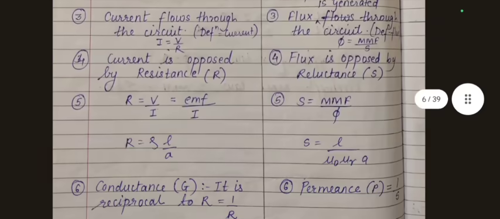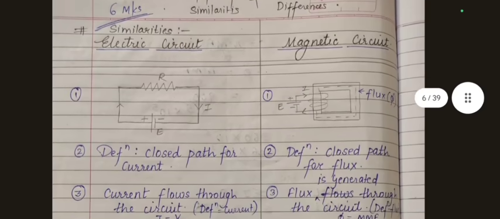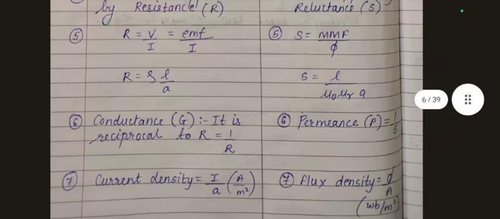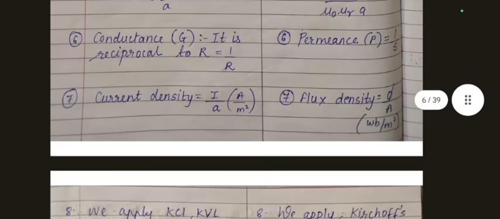Now the seventh point. Here I have written 4 points of similarities and 2 points of differences you have to write in the question, but I have given you more. If by chance you are not remembering one, you can write any of these. The 7th point I have written is about current density. I have told you how to remember density: per unit area. So current density is current per unit area. Easily remember these formulas. Then flux density you can write as flux per unit area. Write their SI unit and your point is over.